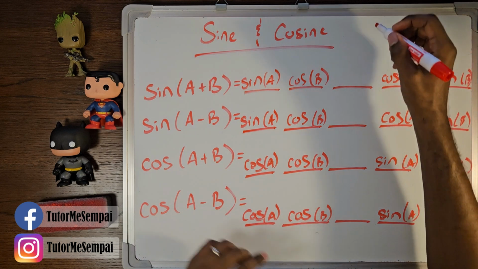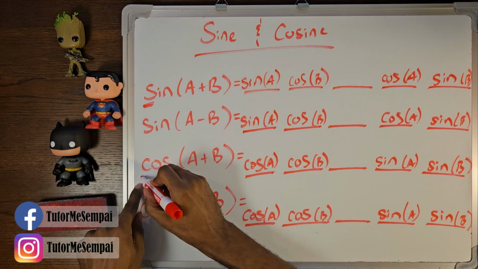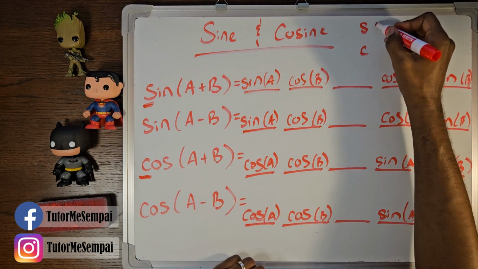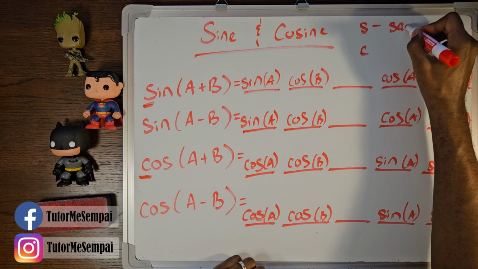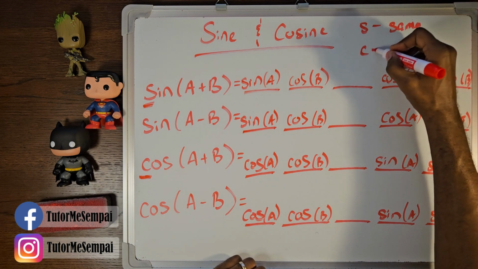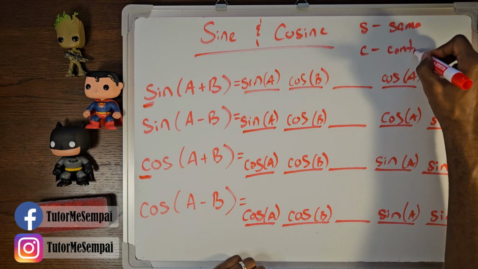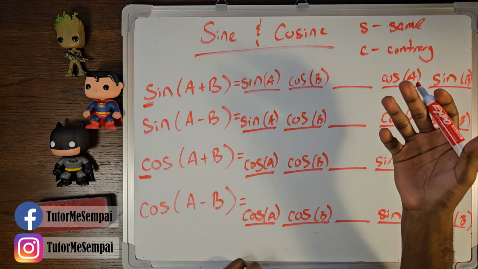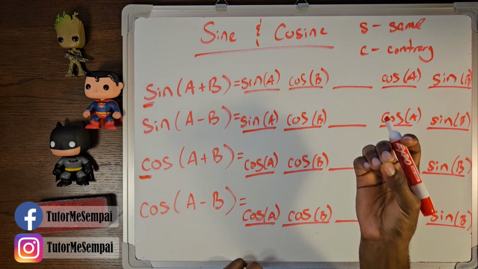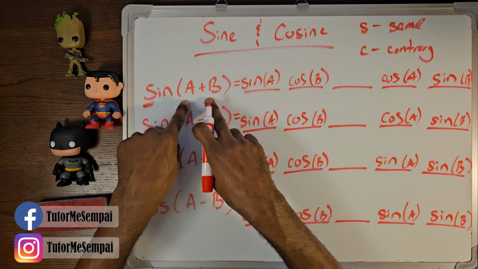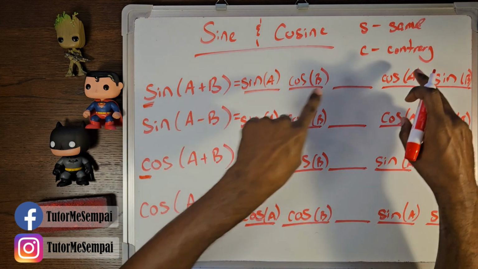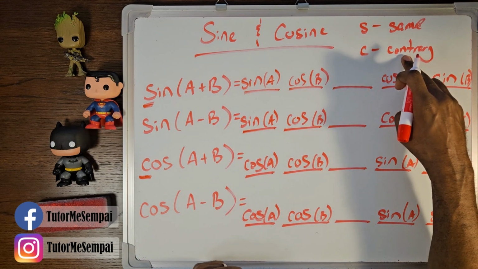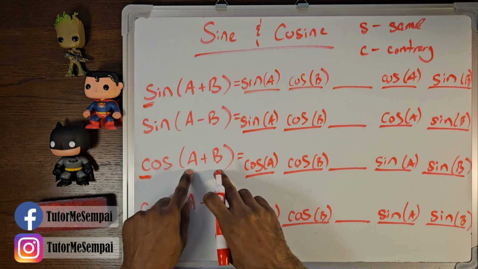And I want you to first look at the first letter of your trig function. S and C. Well, S is going to be same, and C is going to be contrary. So whenever you have this S, your sine function, you're going to have the same exact sign that you have inside your parentheses here. Whenever you have a C, your cosine function, you're going to have the sign that's contrary to whatever's inside these parentheses here.